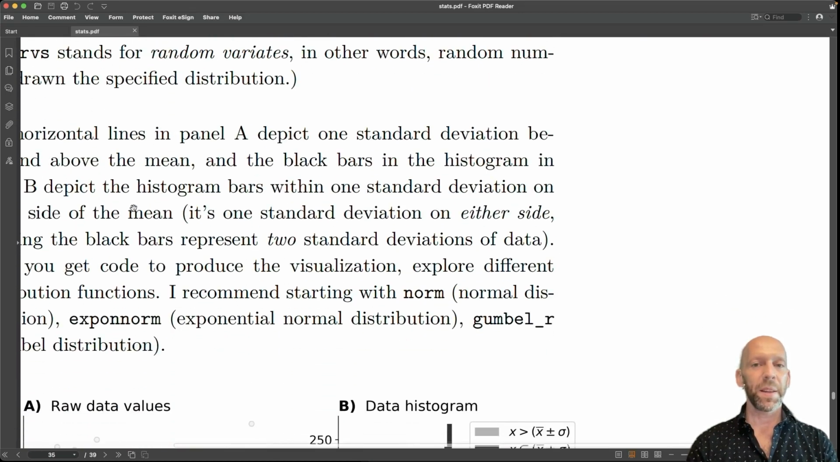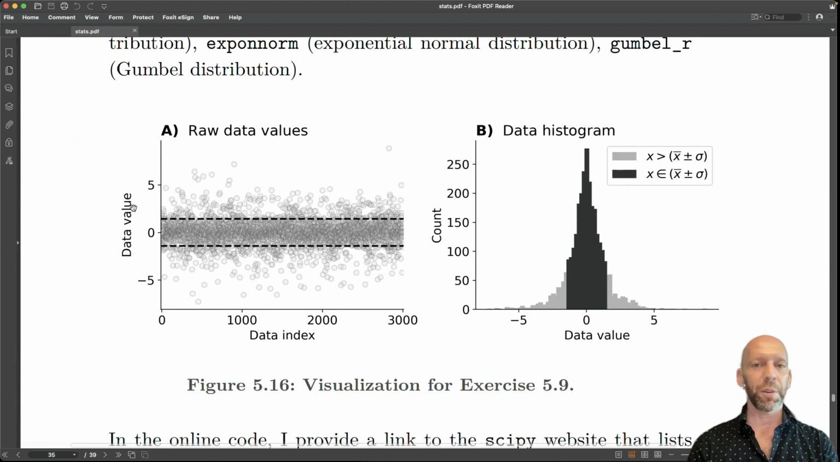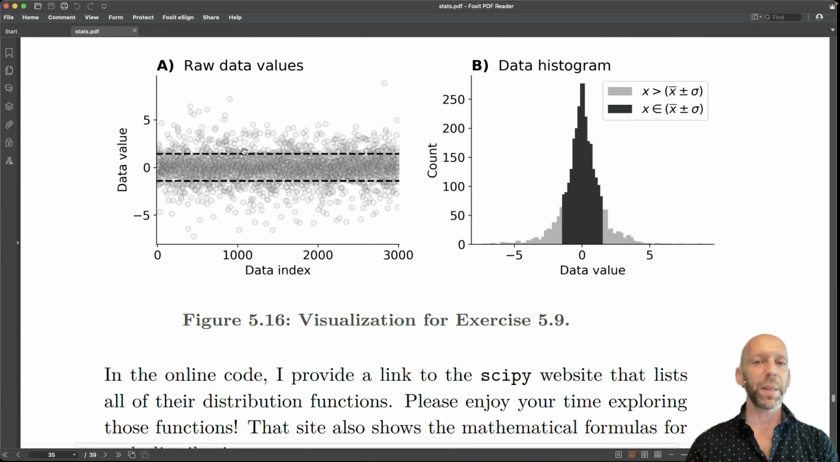Okay, so to help you get started, I would like you to create a figure that looks something like this. Here I created data from a Laplace distribution, and here you see all the data values, and I have a dashed line corresponding to the standard deviation of this distribution. So you see, it looks a little bit like a normal distribution, but there's more data clustered towards 0 and less data further away from 0 relative to what you would expect for a Gaussian distribution.